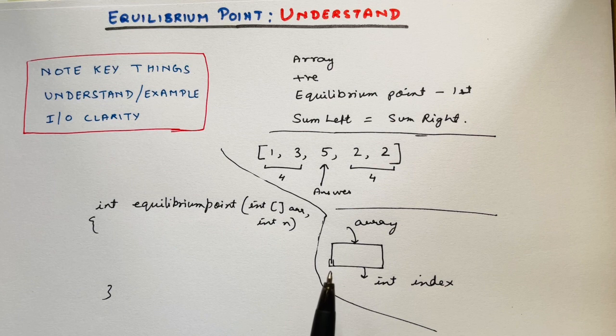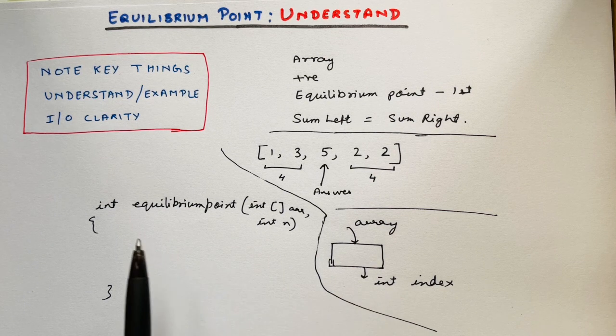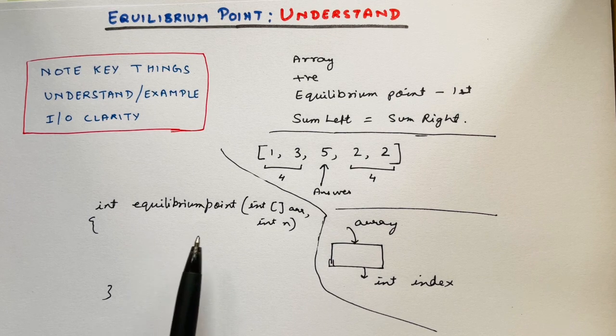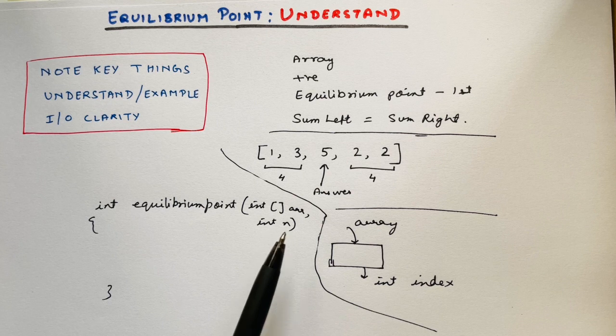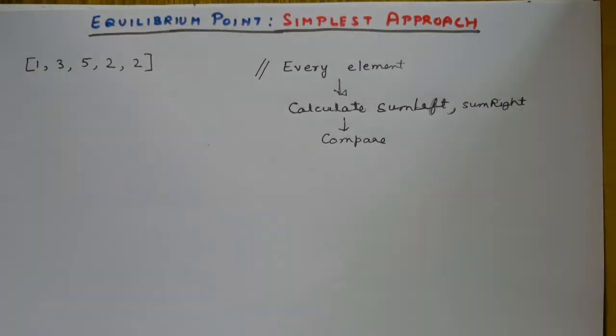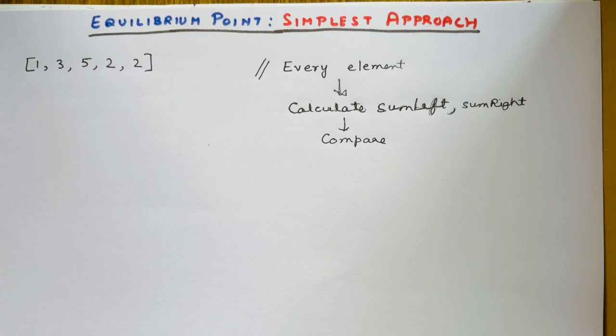So if our solution was a black box, we are getting input as array and we have to return an integer, which is the index of the equilibrium point, as output. So our function signature would look something like this: int equilibrium point that takes input as an array and its size.